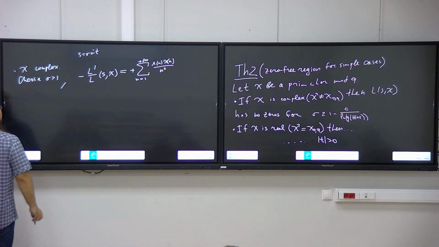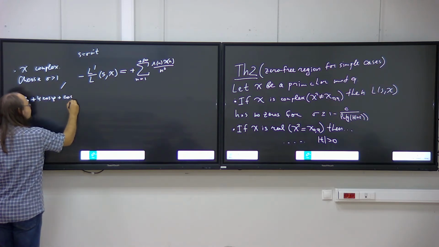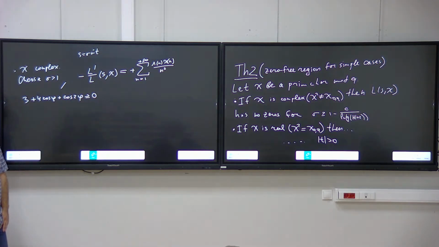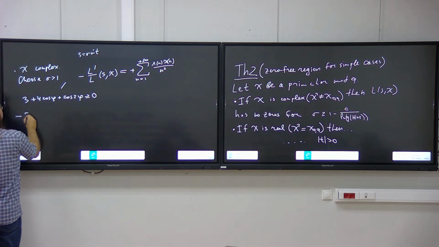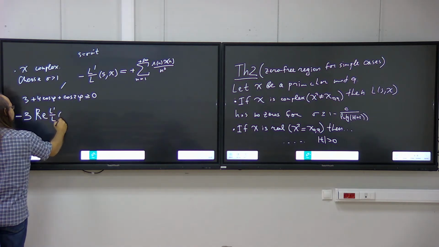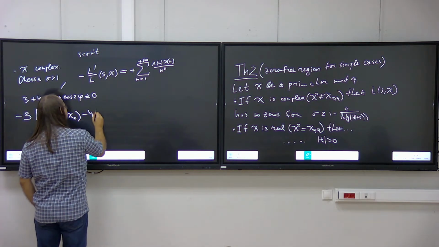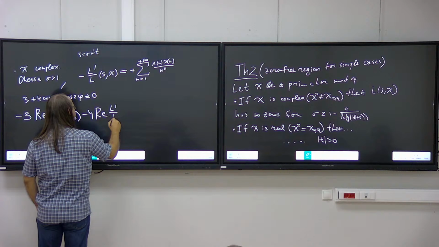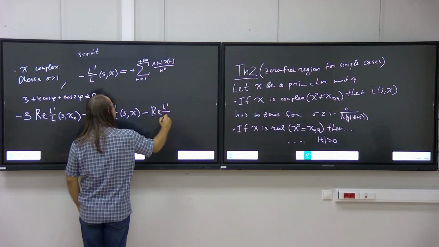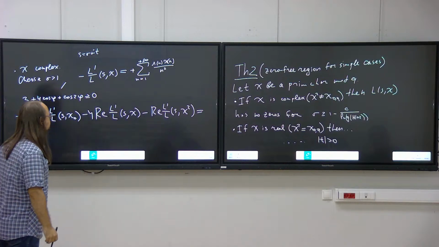Now, as we know, 3 plus 4 cosine phi plus cosine double phi is greater than or equal to 0. We know this formula, yeah? So, minus 3 real part of L prime over L at sigma, chi 0, minus 4 real part of L prime over L at sigma plus it, chi, minus real part of L prime over L at chi squared is equal to what?